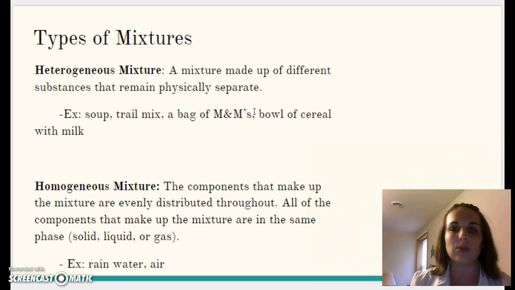We could separate out the cashews and the M&Ms and the raisins. Or if we just have a bag of M&Ms and we want to separate out the colors, we can do that. In a homogeneous mixture, the pieces that make up the mixture are evenly distributed throughout the entire mixture. All of the components, every piece of that mixture, is in the same phase. So when we start talking about solids, liquids, or gases, all of the pieces are going to be all solid, all liquid, or all gas. An example of something like this could be milk, or the air, or rainwater. Things are mixed together, but they come together as one, and we can't physically separate them.